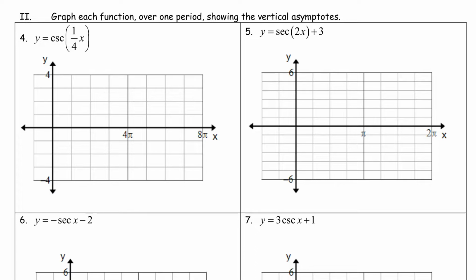So we're going to graph cosecant 1/4 x. Remember that you have to graph first y equals sine 1/4x, right? First, you got to find the period. So the period is 2 pi over 1/4, which is 2 pi times the reciprocal of 1/4, which is 4/1. So the period is 8 pi.